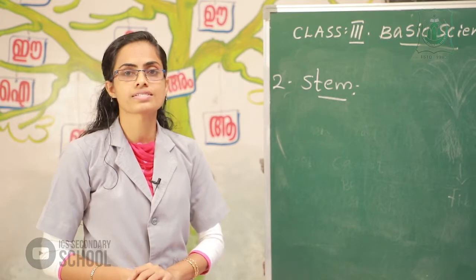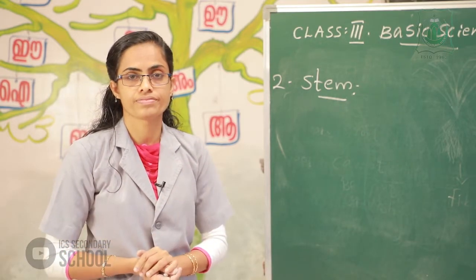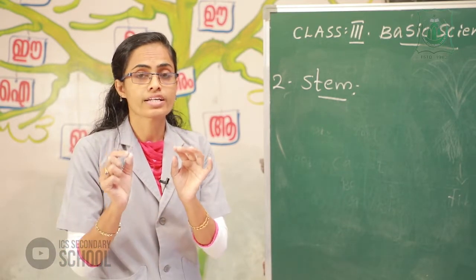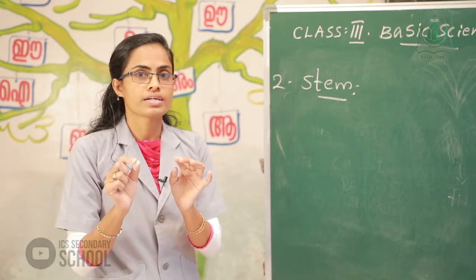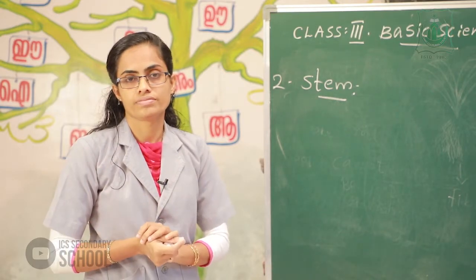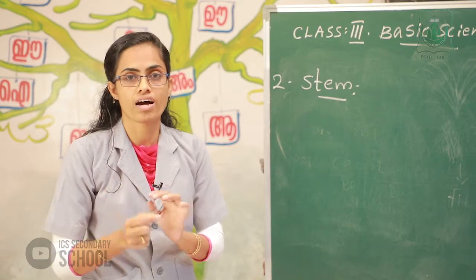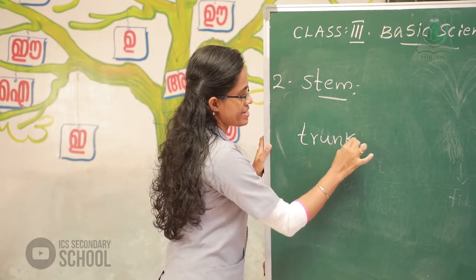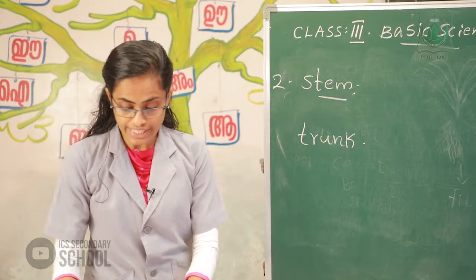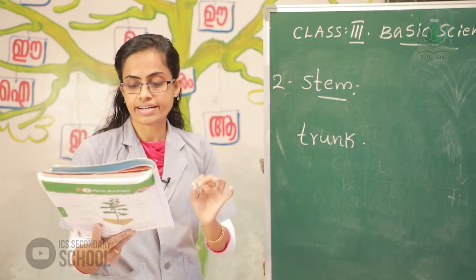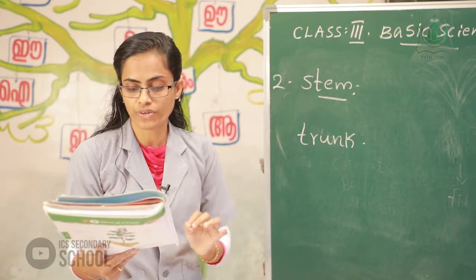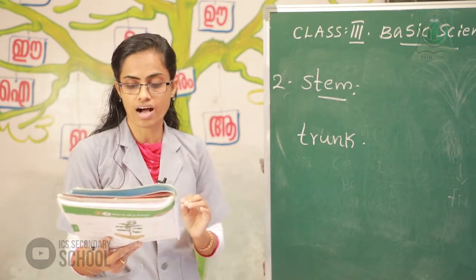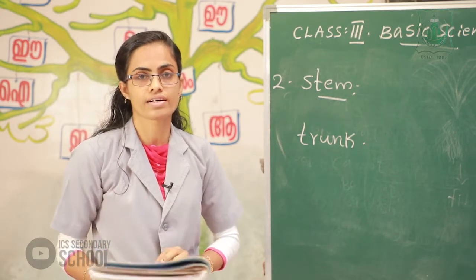For example, the coconut tree. The stem of a coconut tree is thick and hard. That is called a trunk. In your textbook, it is called a trunk.